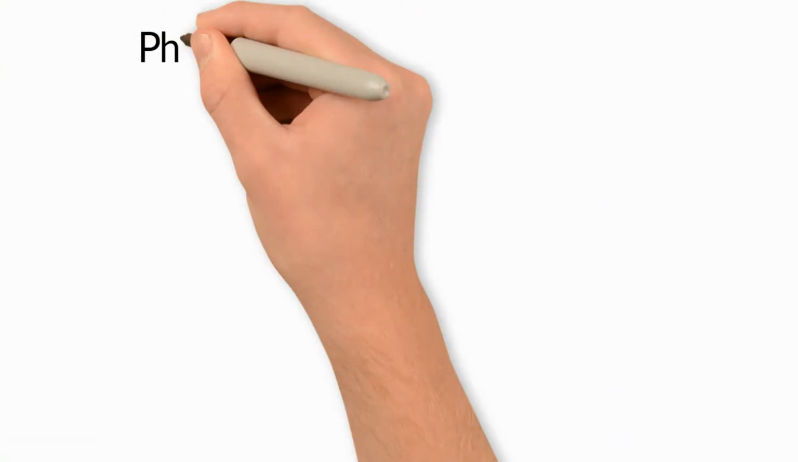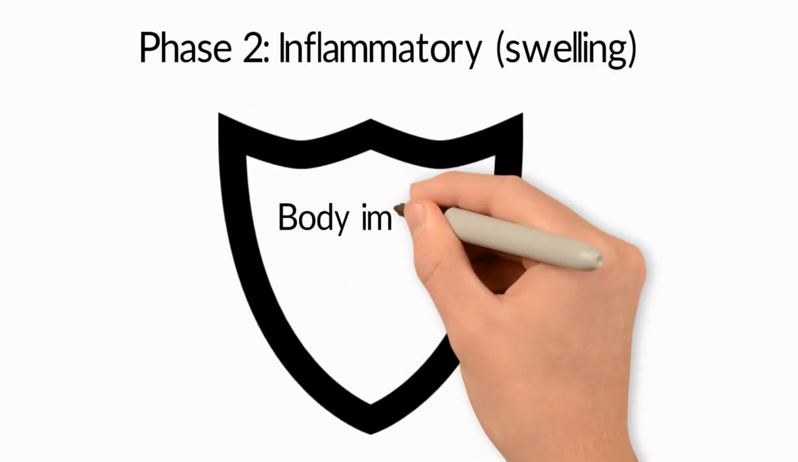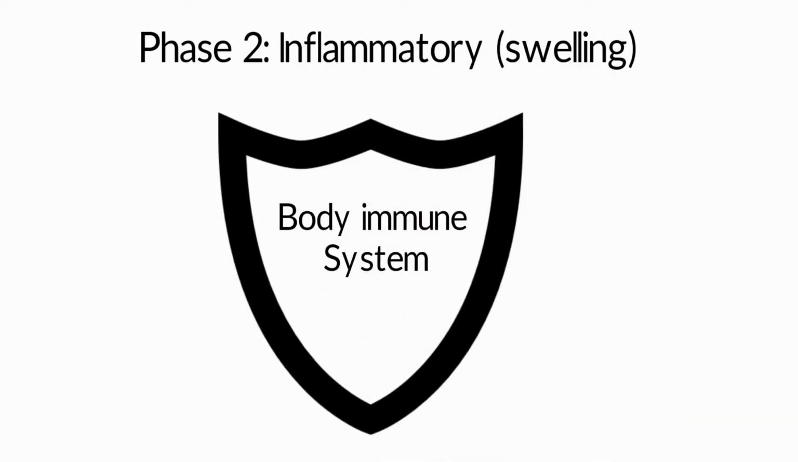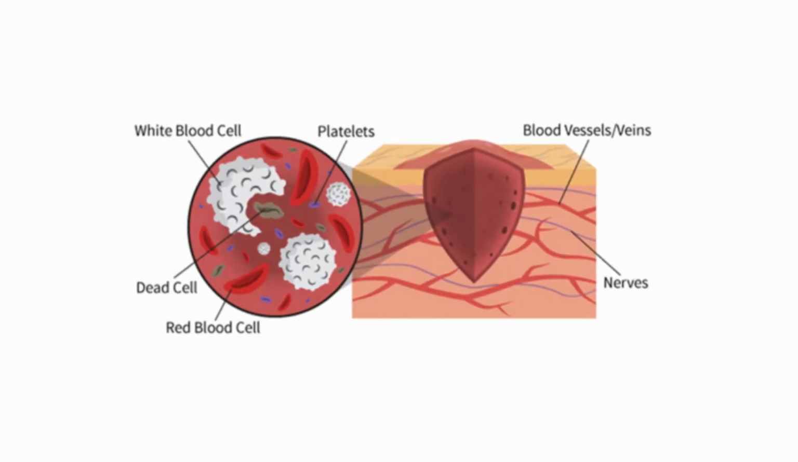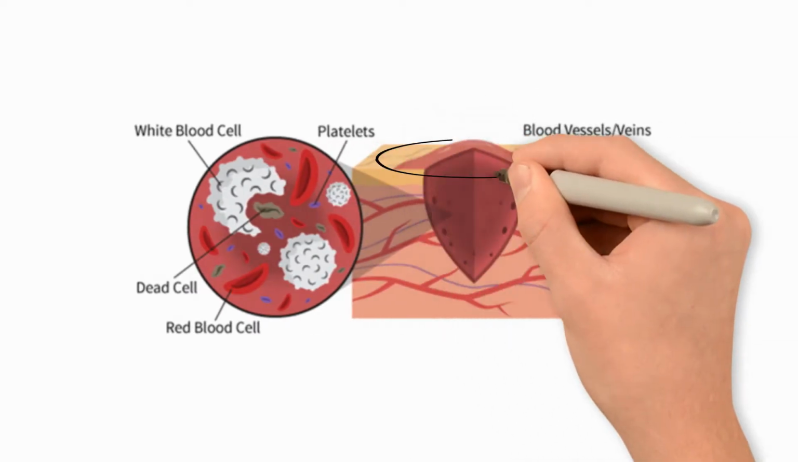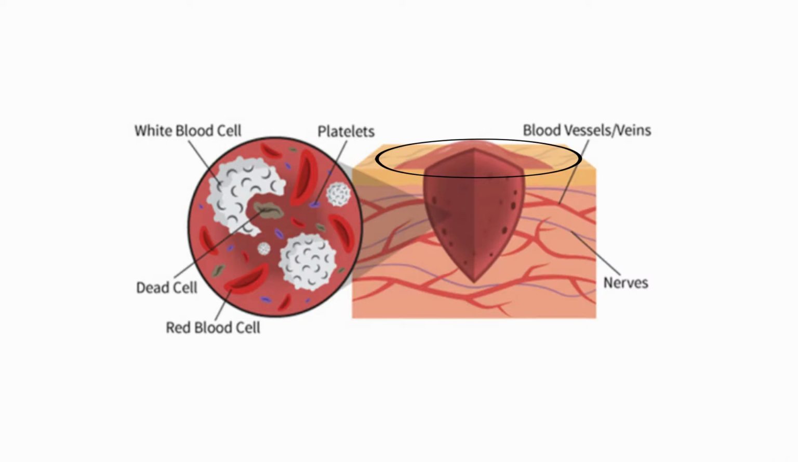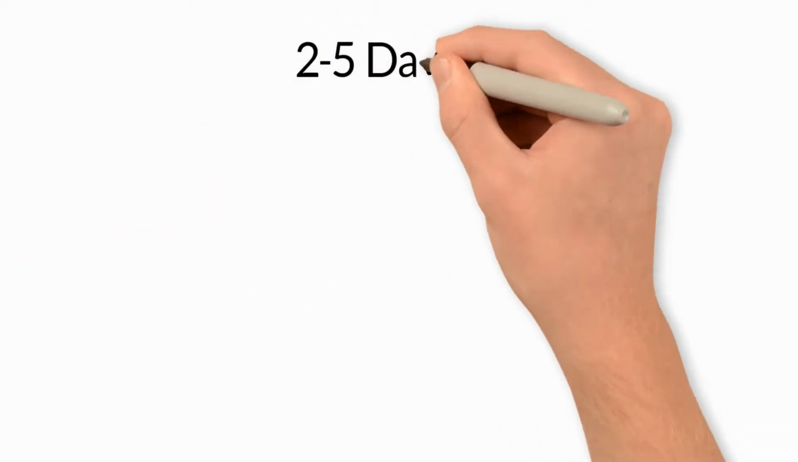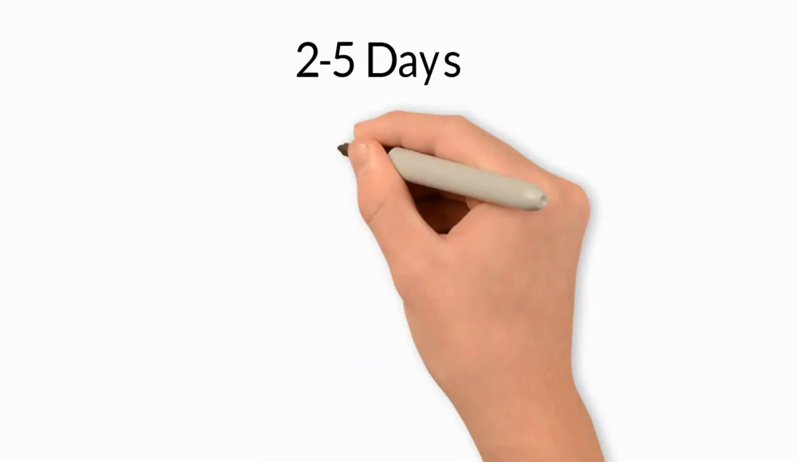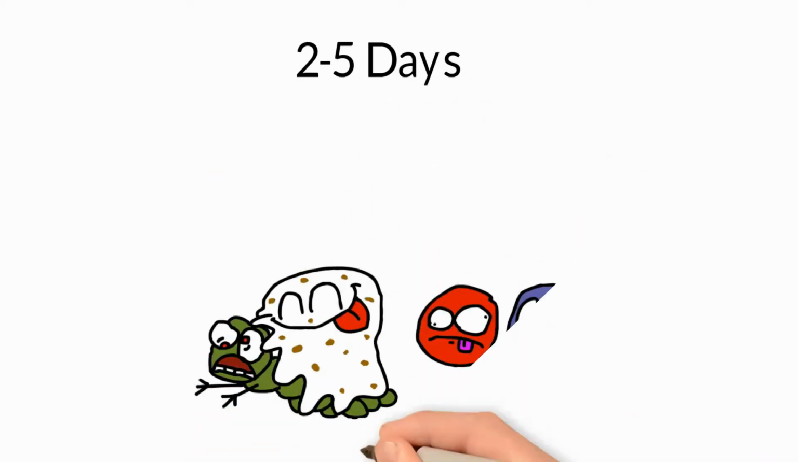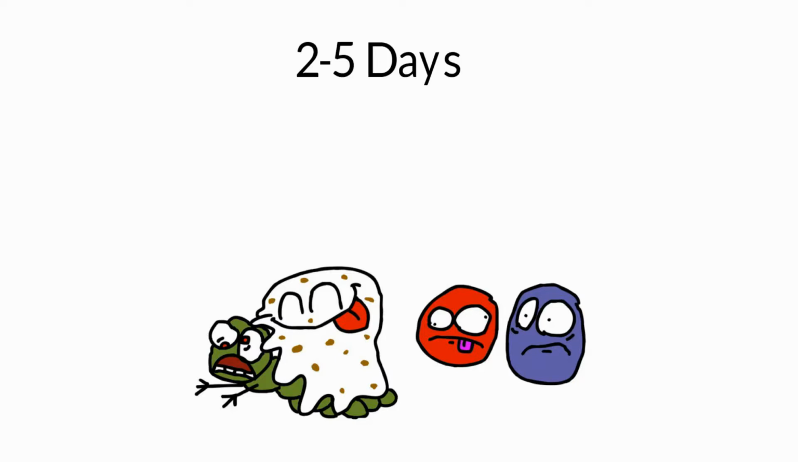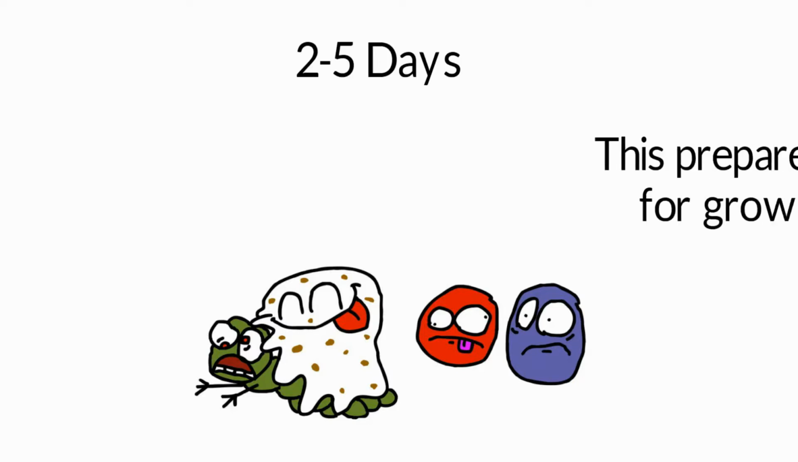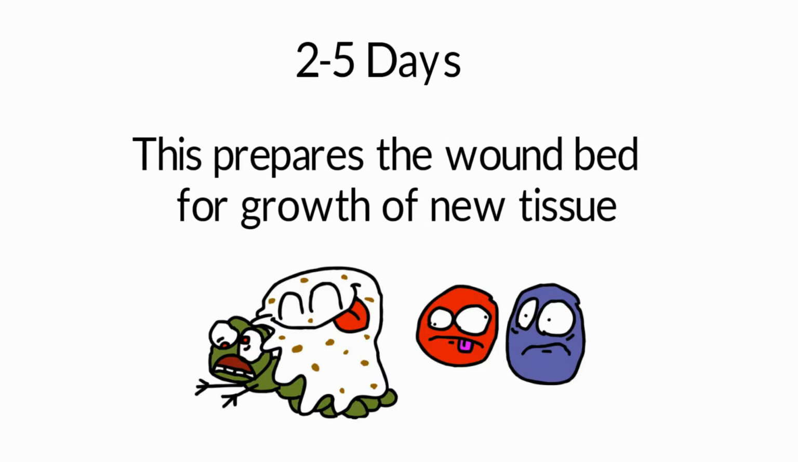Phase 2. Inflammatory, or swelling. Once the wound stops bleeding, the body's immune system goes into action. The wound area becomes swollen and tender, and there might be some clear fluid on or around the wound. This is the body's way of cleansing the area. During this phase, which lasts from 2 to 5 days, white blood cells are called in to fight infection by eating the dead skin cells and other waste around the area. This prepares the wound bed for growth of new tissue.